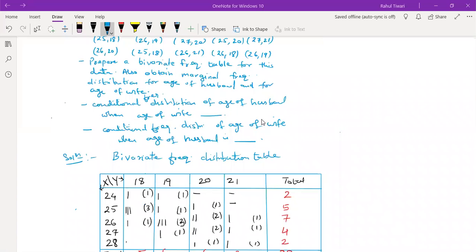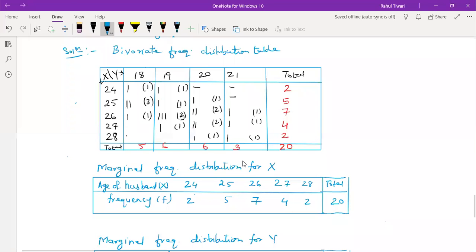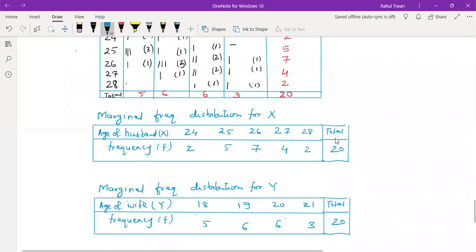Conditional distribution of age of husband when age of wife is more than, let's say, 19. Let's say less than 19. And similarly, conditional distribution of age of wife when it is more than 27. So these things were required for obtaining the conditional probabilities. So let us do this and finish this exam. The next task is to get the frequencies, that is, the conditional frequencies. Let's take down conditional frequencies.